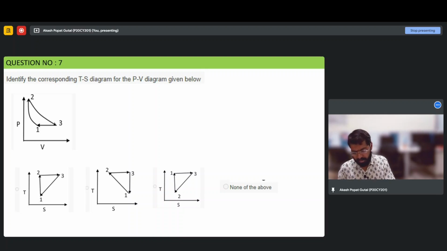This is because it must be the isothermal process. Sorry, it's not, it's an adiabatic process. Okay, sorry, it should be the adiabatic process. 1 to 2 is an adiabatic process, and in 2 to 3, as we can see, the entropy is increasing and the curve is like an isothermal. So hence we can say that option 1 is correct. For the process 1 to 2, the entropy is constant, which means it is an adiabatic process.